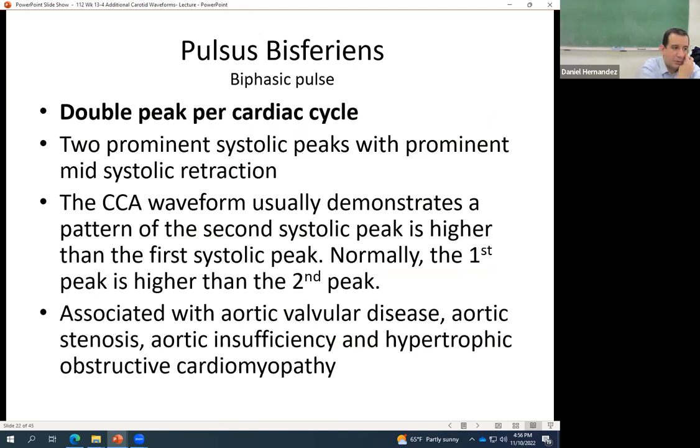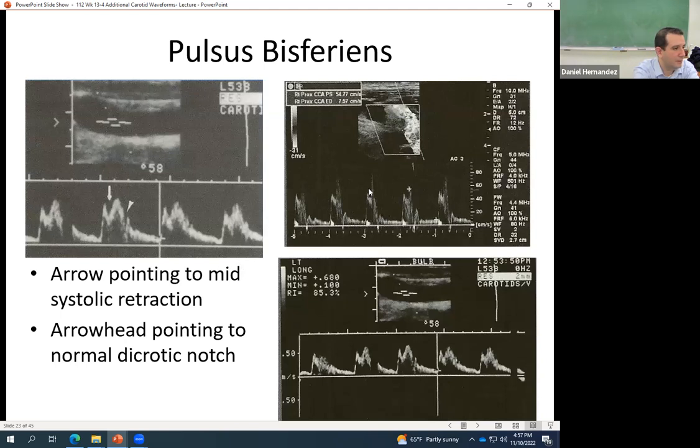So this can be seen with aortic valvular disease, aortic stenosis, aortic insufficiency, as well as hypertrophic obstructive cardiomyopathy. So HOCM. So you guys get into your cardiomyopathies. So these are patients that maybe have an LVOT obstruction, aortic valvular disease like aortic stenosis. So it's a late peaking aortic velocity.